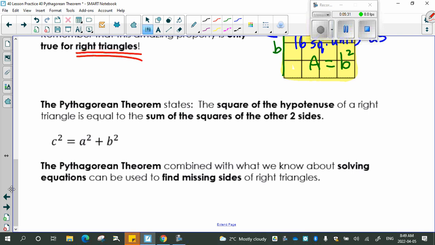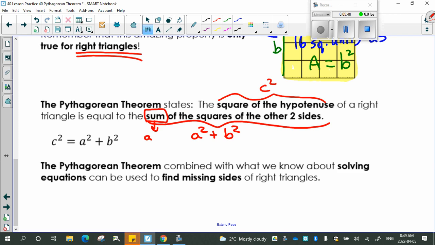And then this is in words. In words, the square of the hypotenuse, which means C squared, of a right triangle is equal to the sum of the squares of the other two sides, A squared plus B squared. Sum means add. So there it is in words. The Pythagorean theorem, combined with what we know about solving equations, can be used to find missing sides of right triangles. You need a calculator and a pencil.